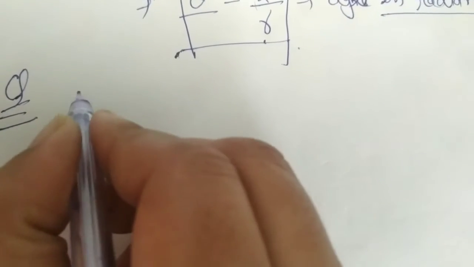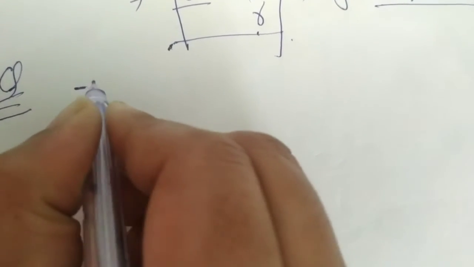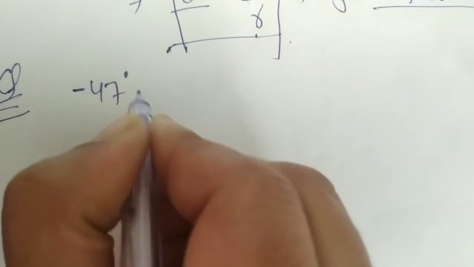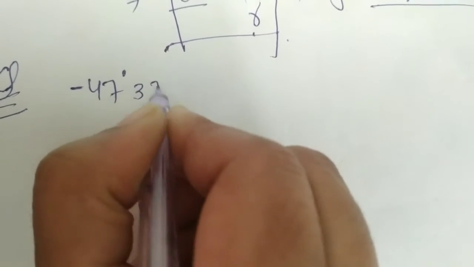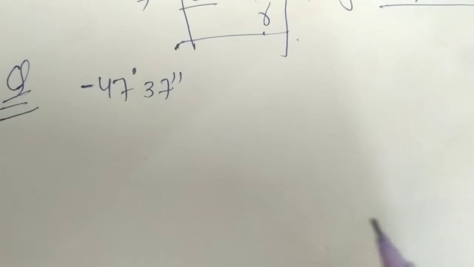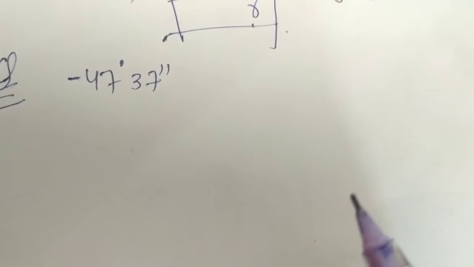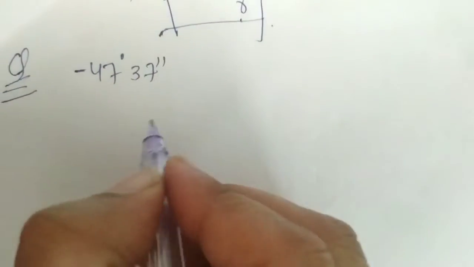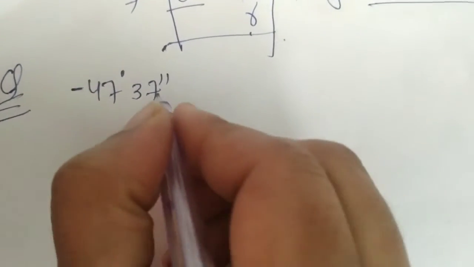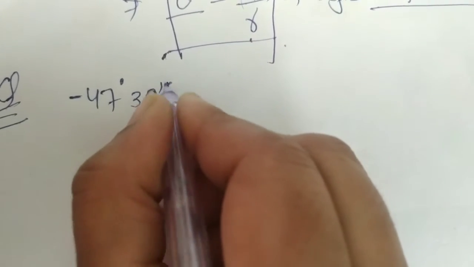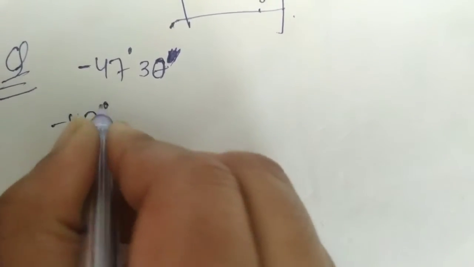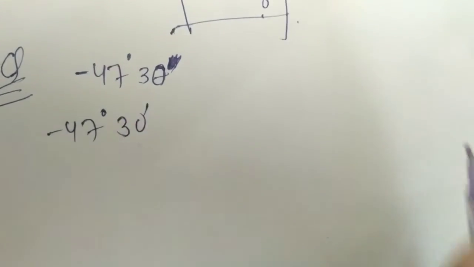Okay, minus 47 degrees 30 minutes. Convert into radians. Minus 47 degrees 30 minutes.